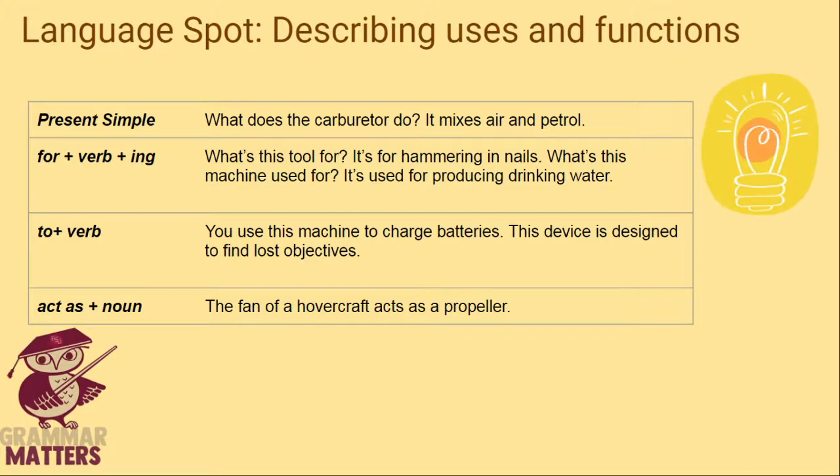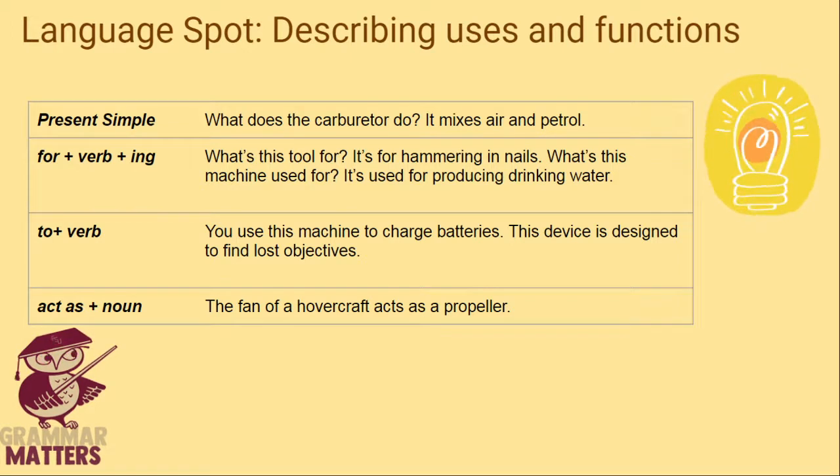The second way, for plus a verb plus ing. So what is this tool for? And here we will use a gerund. It is for hammering, so a verb plus ing, to hammer. It is for hammering in nails. Another example. What is this machine used for? It is used for producing drinking water.